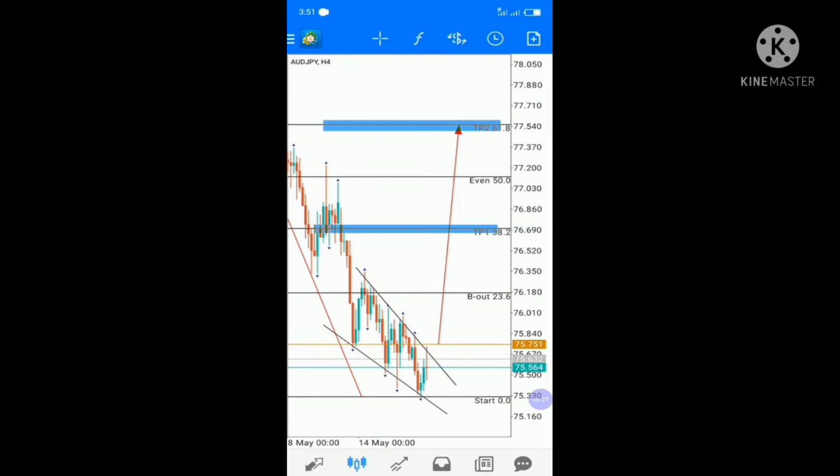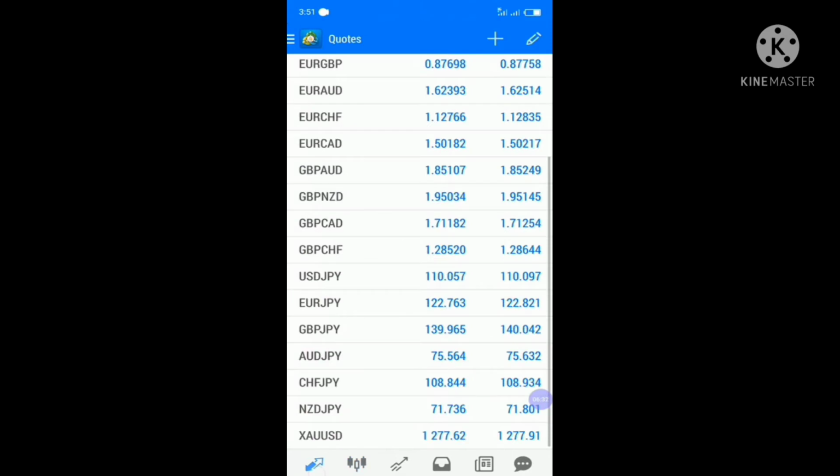Next we will see another example where we draw again from the top peak to the lower peak, and then we will reverse it. So let's take USDJPY too.